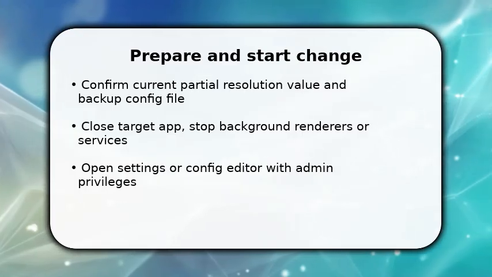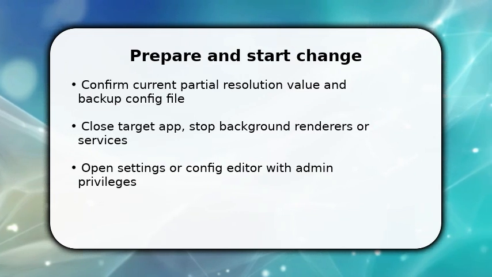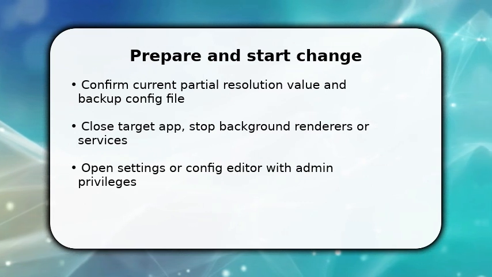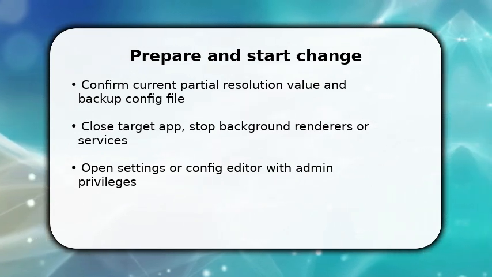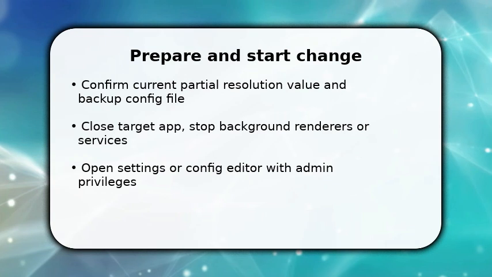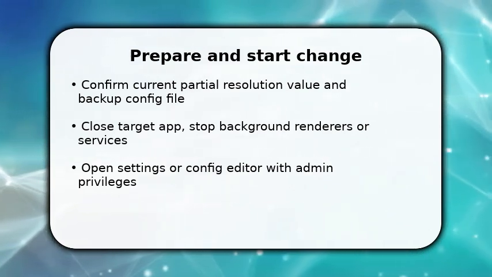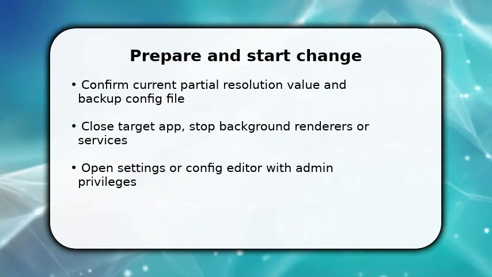You begin by confirming the current partial res value and saving a backup of the config. This prevents accidental loss. Next, close the application that uses the partial resolution and stop any background renderers so changes apply cleanly. Then open the settings or the config file with administrator access.